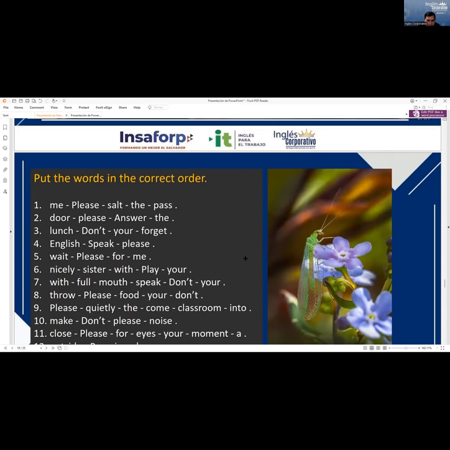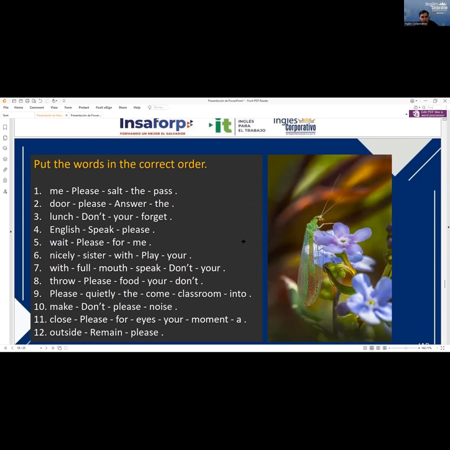Put in order. I repeat, put in order. Number one: Please pass me the salt. And number two, answer the door, please. What is answer the door? Because someone is knocking. It means you go to the door and you open. You ask, who is it? They tell you, it's me, Petronila. And then you open the door, right?